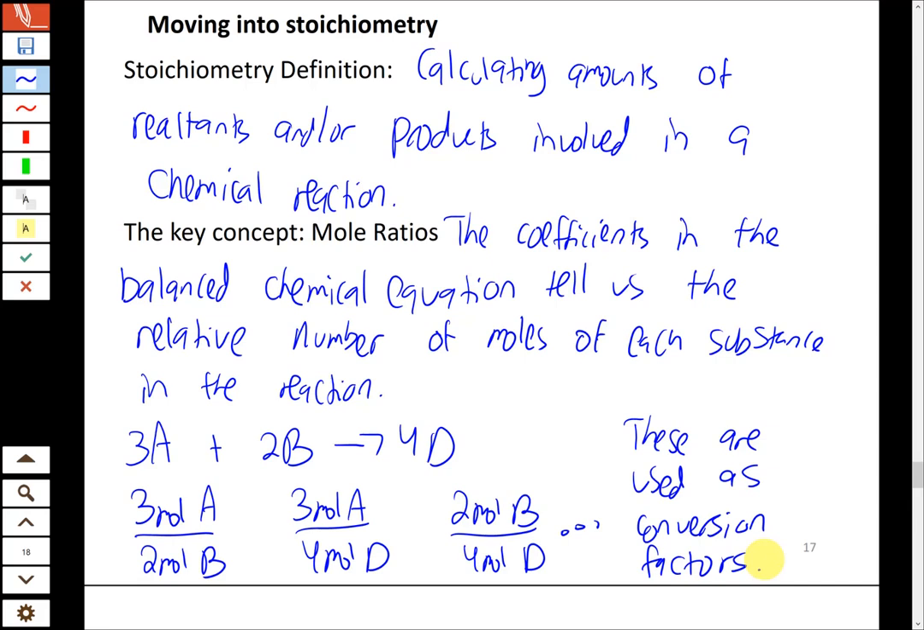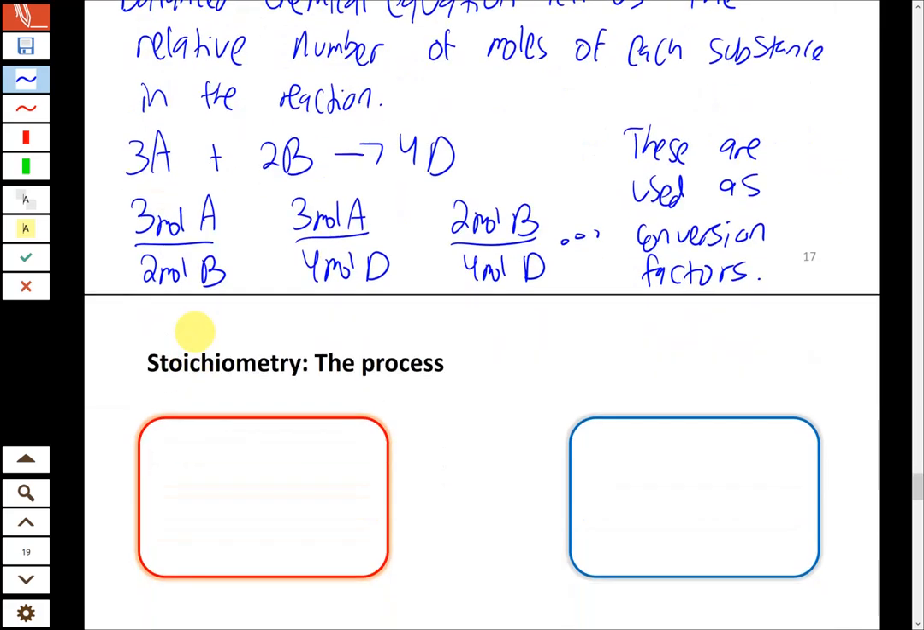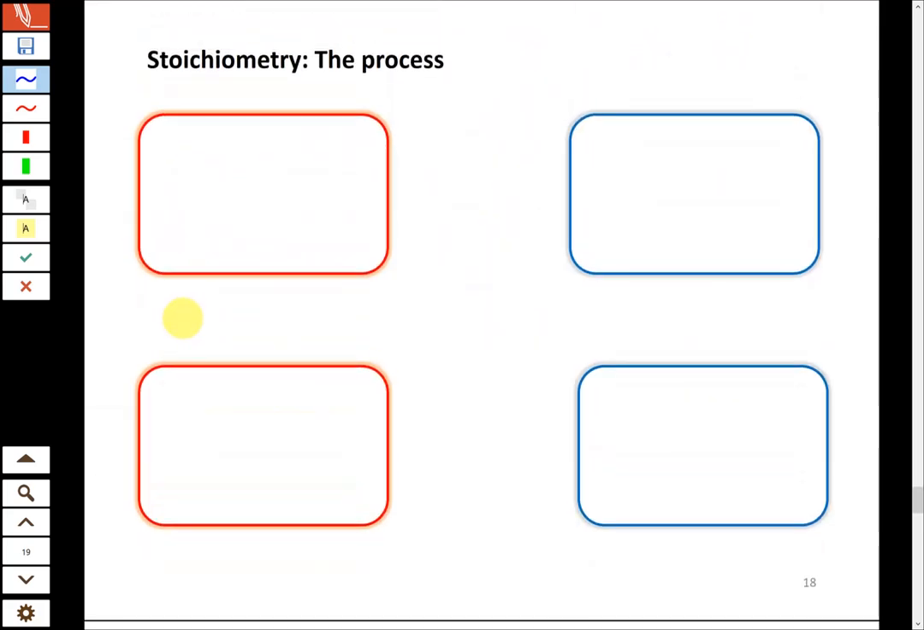So typically what you want to do in stoichiometry, the first thing you want to do is find the moles of the substance, because once you have moles of a substance, you can use the coefficients to convert that into moles of a different substance. That's really the main point of stoichiometry. So let's talk about then, in abstract form at least, the process for stoichiometry.